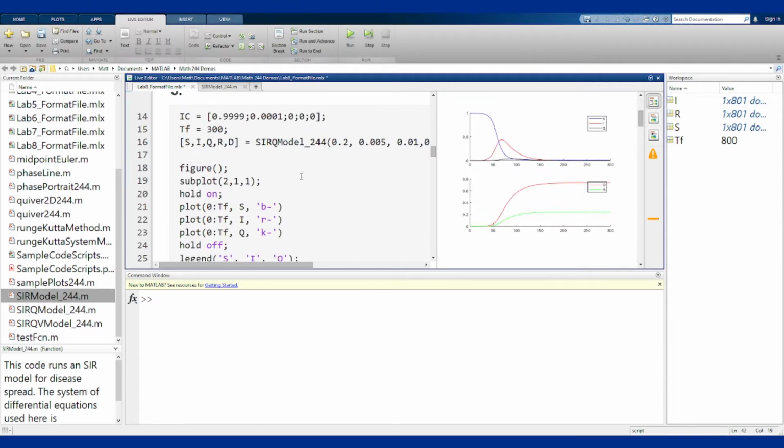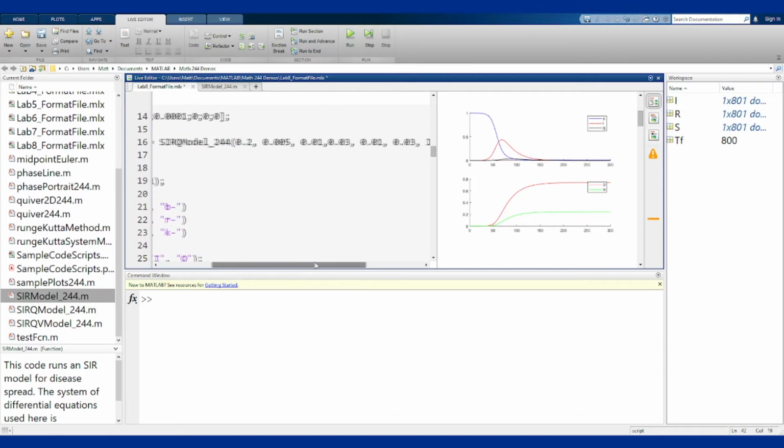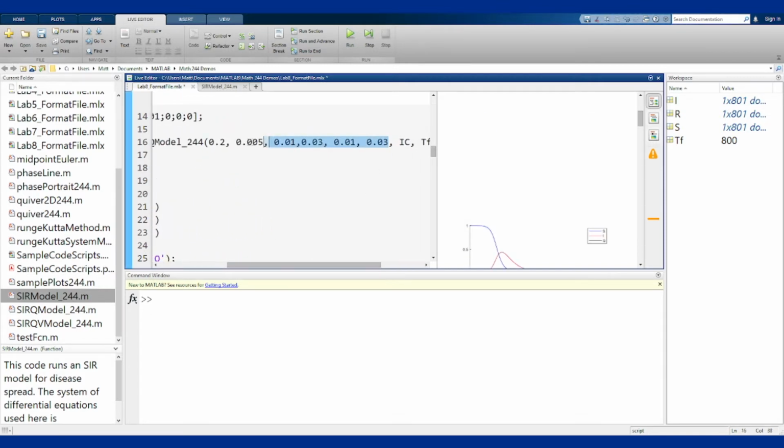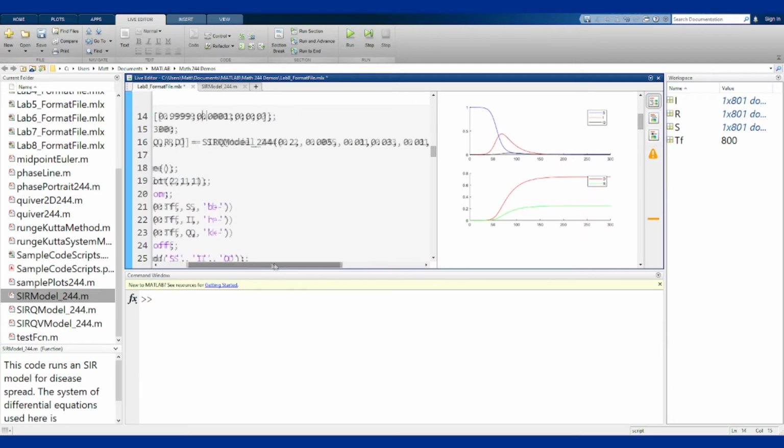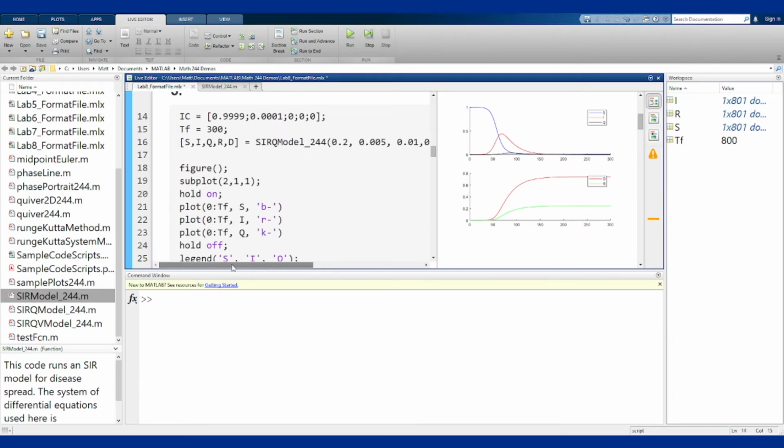So for instance, here we have the SIRQ model with a set of parameters, and now, as expected, there are 6 parameters before the initial condition, which is set up here, and the final time is in there as well. And we run this. And the big thing to notice here is there is what's called a subplot command here.